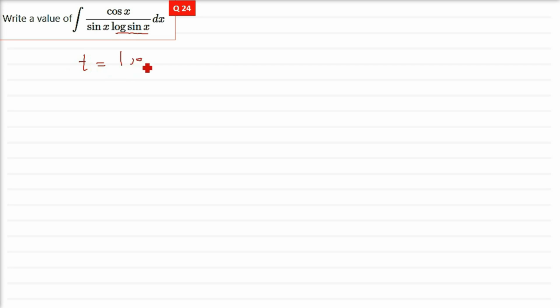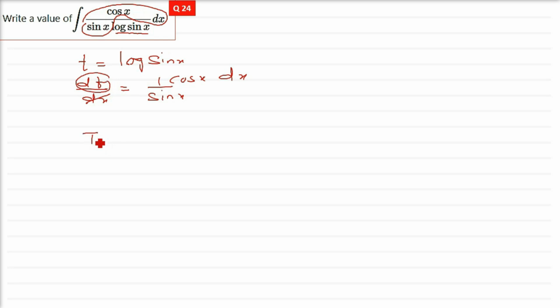So if we place t is equal to log sin x and then we differentiate it, dt by dx will be 1 by sin x into cos x. So the dx, if it goes on the right, cos x by sin x into dx will be equal to dt. So that will replace here. It will be dt, divided by cos x dx by sin x is dt, and log sin x we have taken as t. So this will be log modulus of t plus constant of integration.